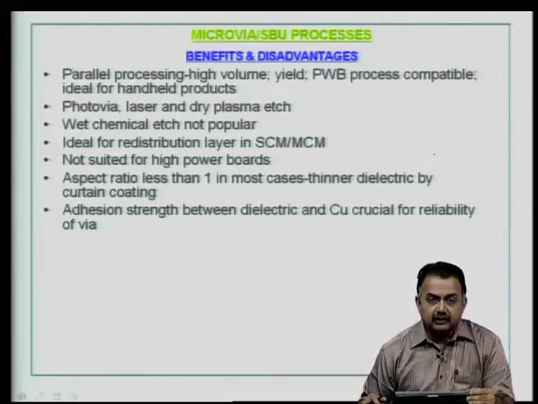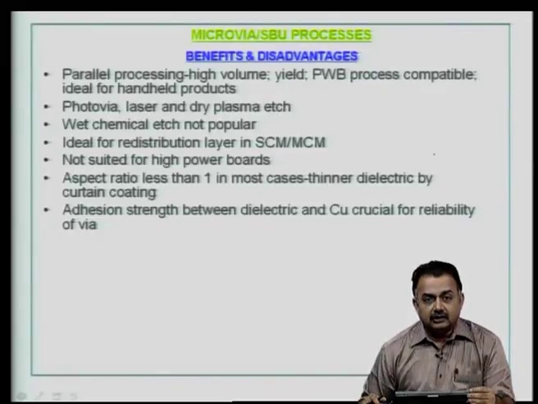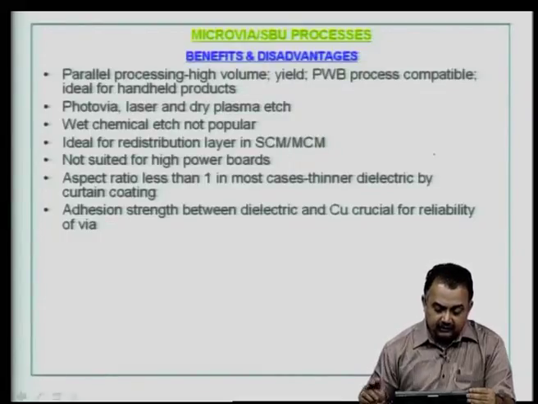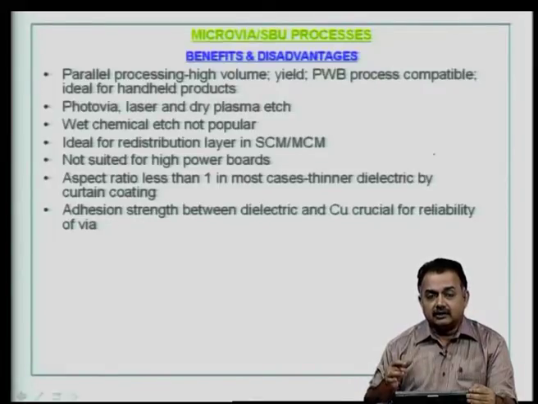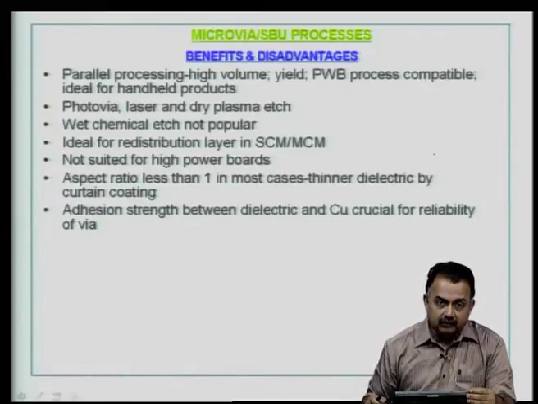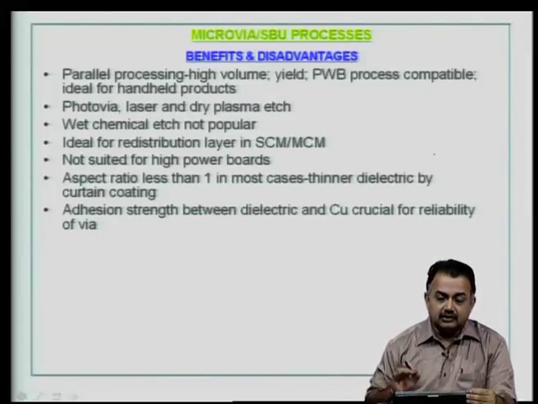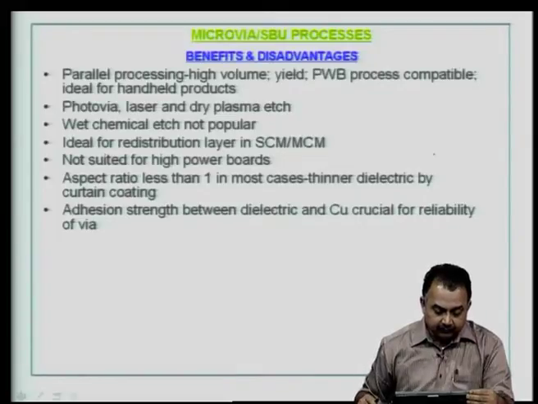Photovia, laser and dry plasma etch are some of the methods used to realize a microvia structure. Wet chemical etch is not very popular, because if you look at the various drilling techniques for microvia, we are worried about the quality of the hole, we are worried about the undercut. So, please look at these issues when we think about microvia drilling.